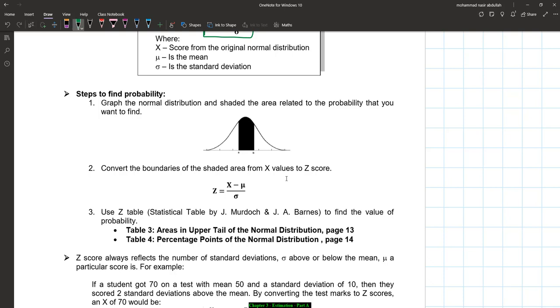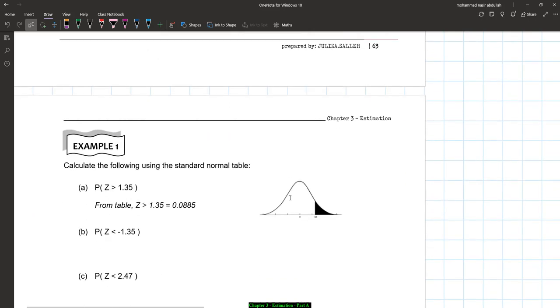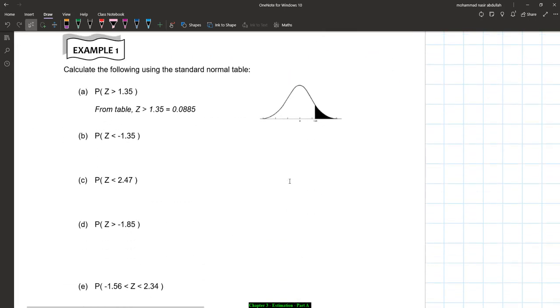Graph the normal distribution and shade the area related to the probability you want to find. Convert the shaded boundaries from x values to z values using this formula. We're going to use the z table from the statistical table by J. Murdoch and Barnes. We look at table number 3 and table number 4, find the z score and find the probability. Now let's look at example number 1.